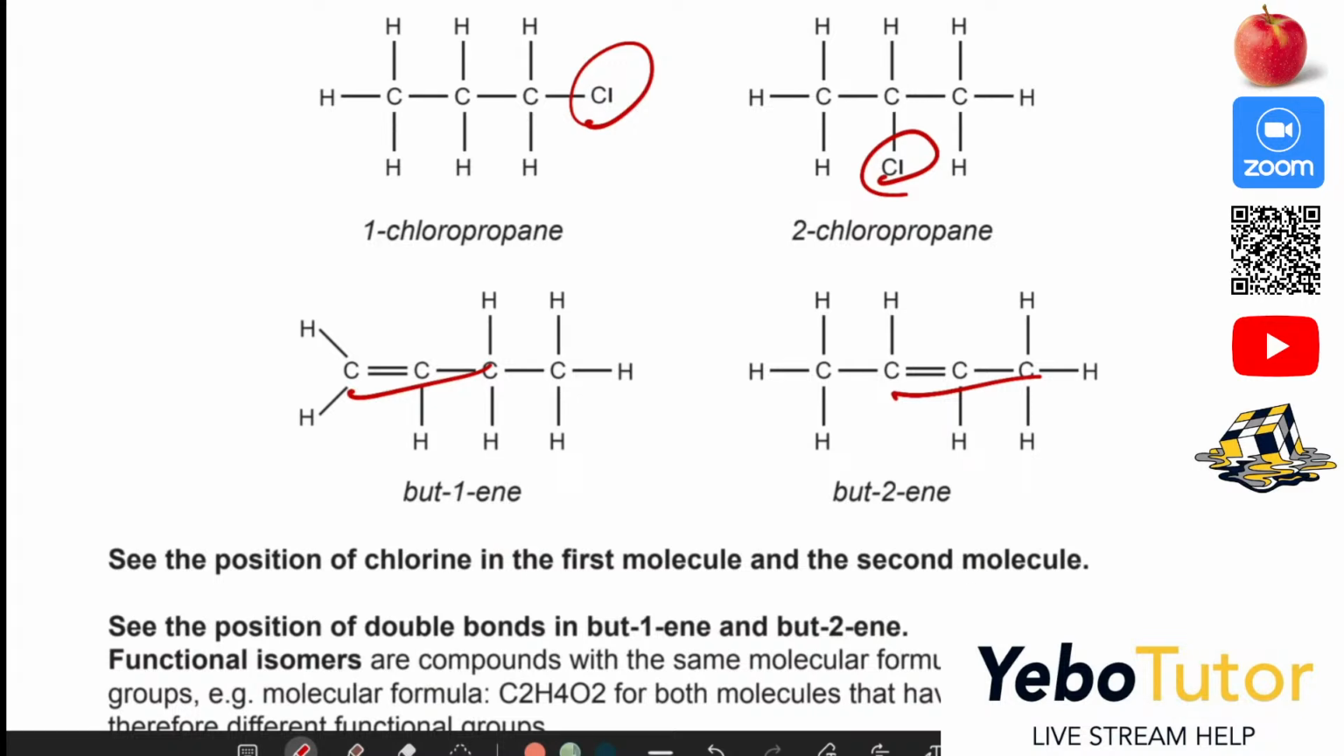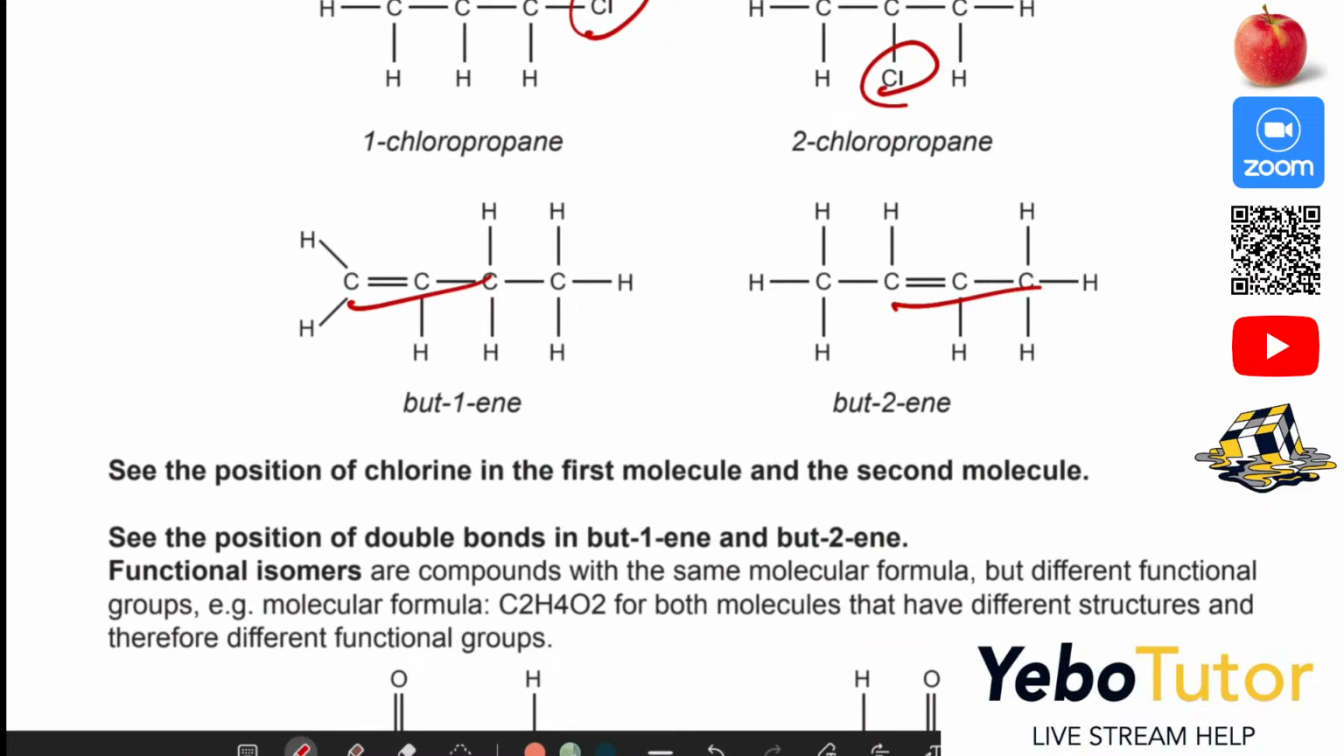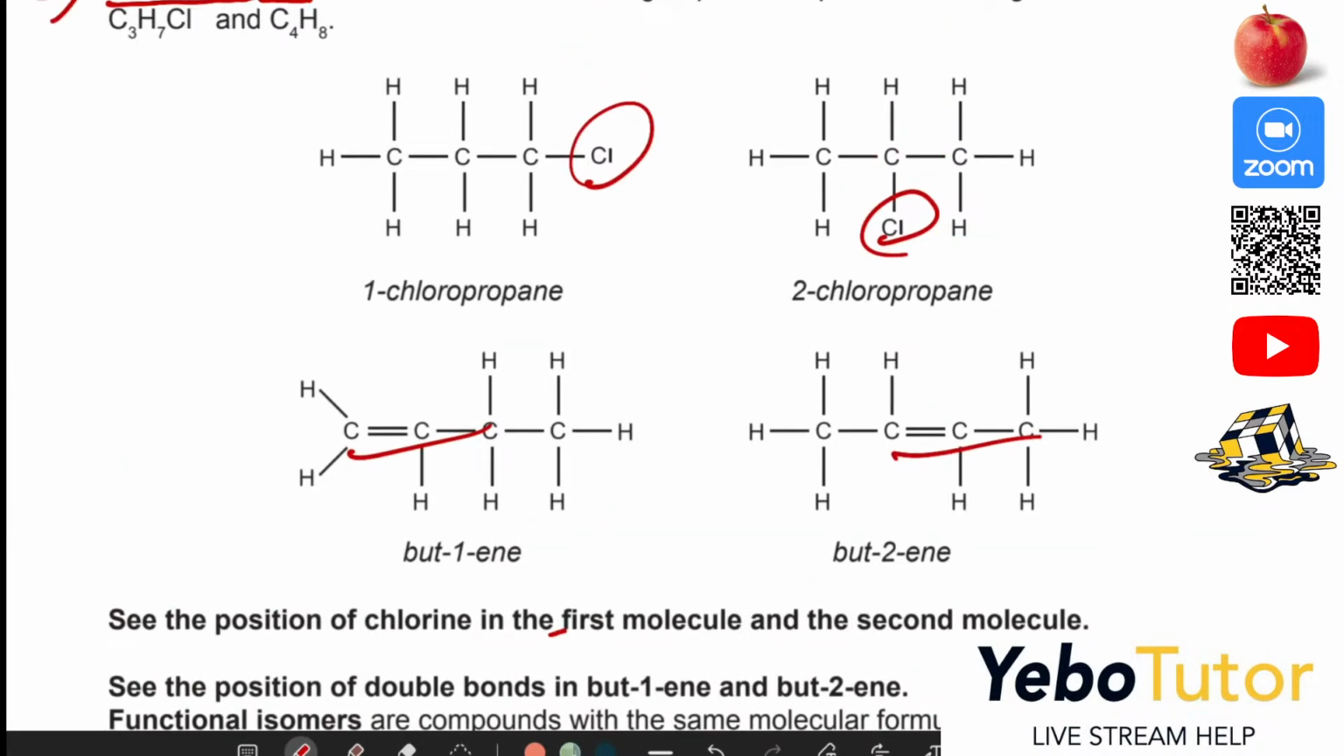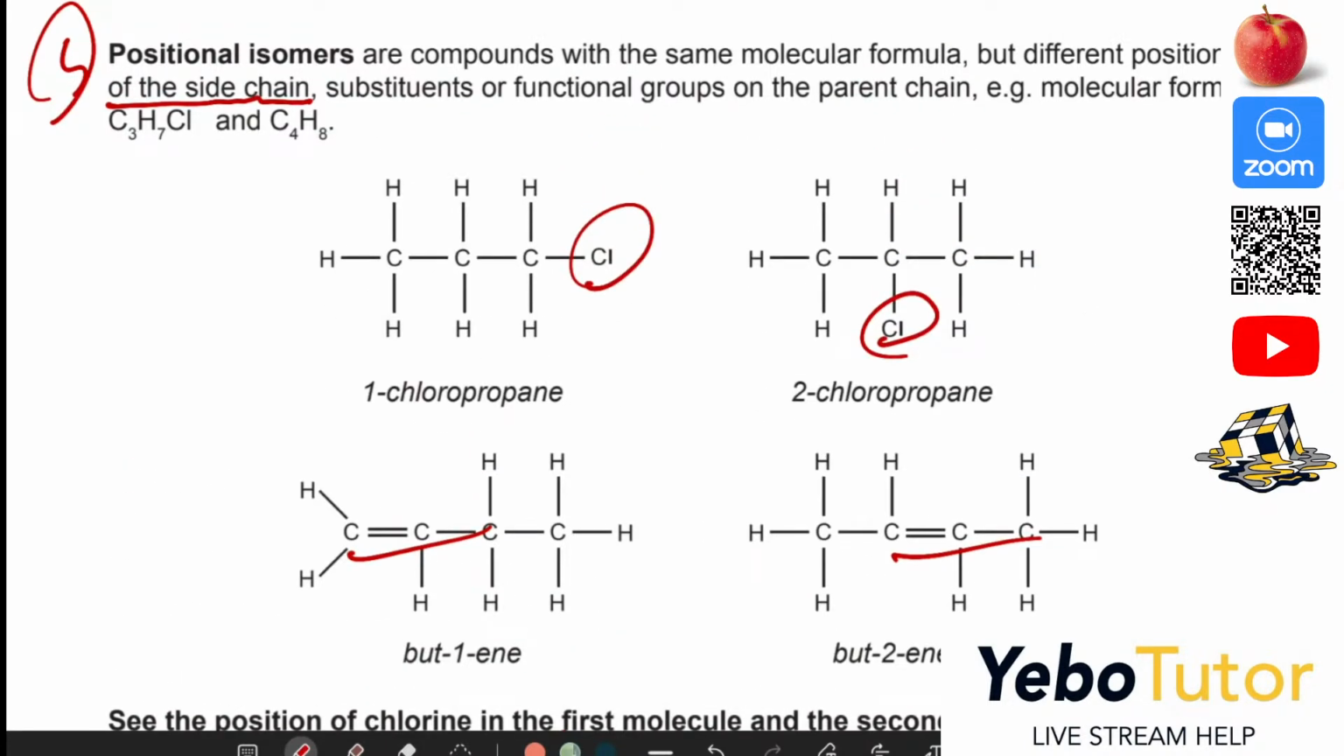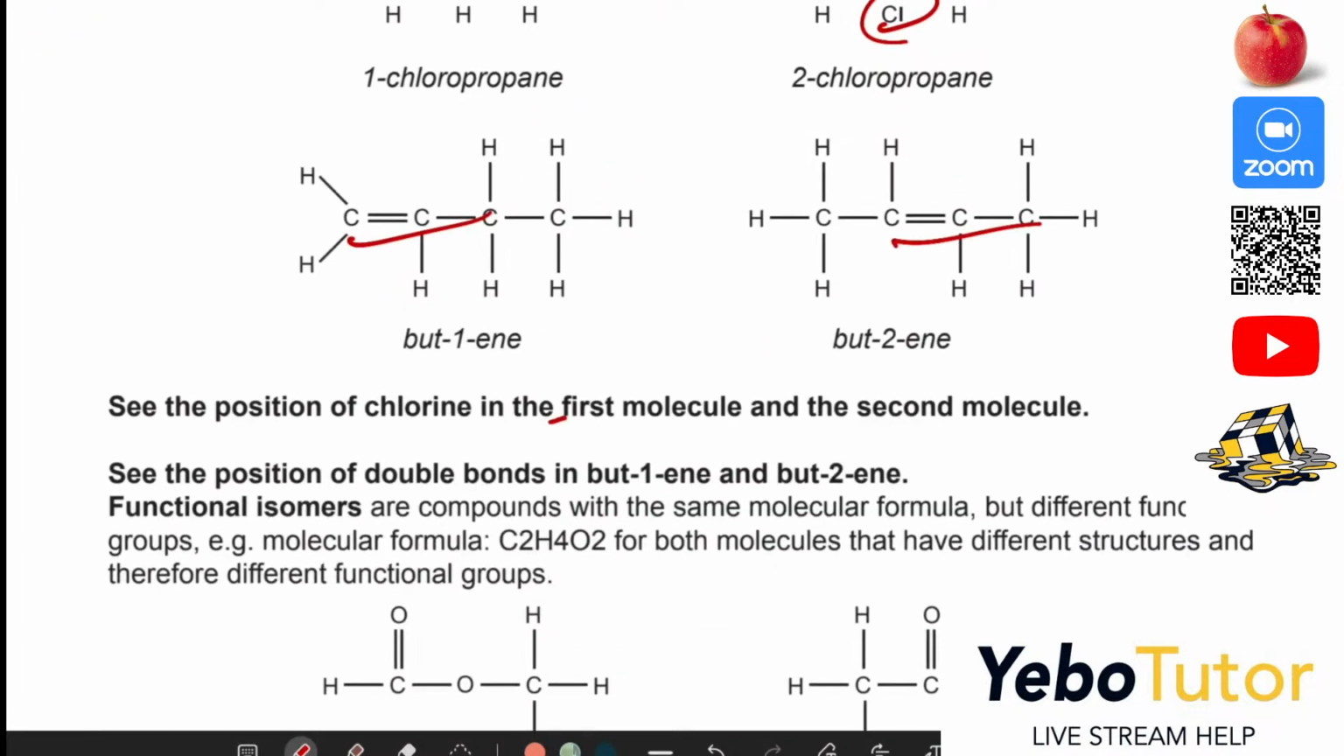Okay, so we can see that's the position which you can see. The position of the chlorine is different in the first molecule and in the second molecule. They only differ in the position of the side chain which they are having.